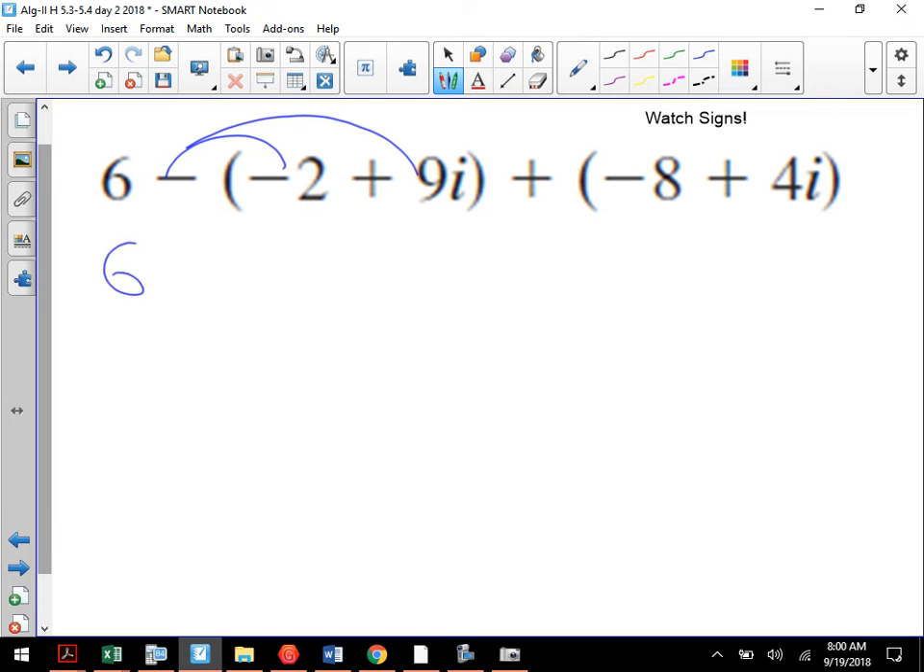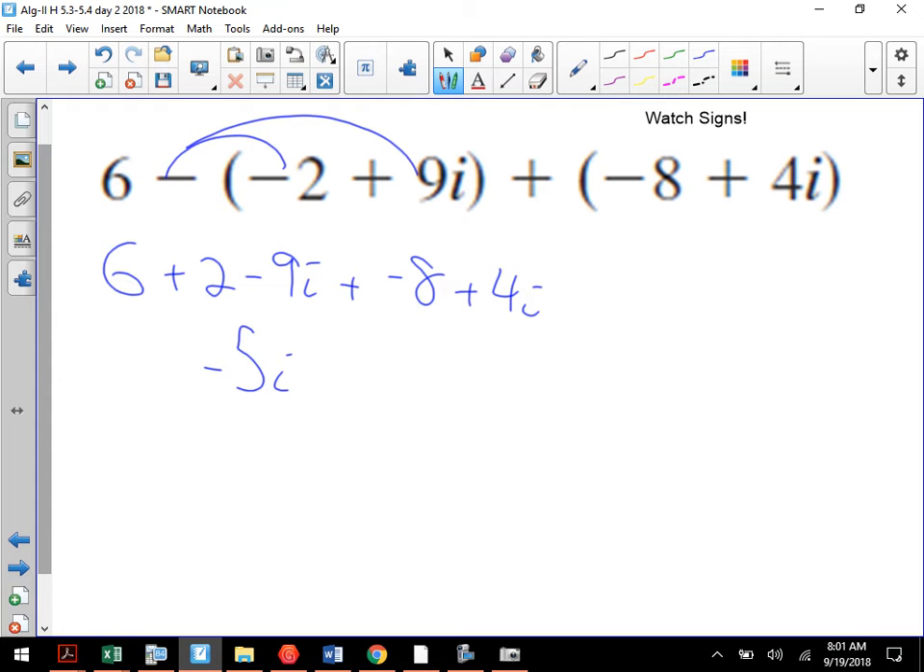Distribute here, so we have 6 plus 2 minus 9i plus negative 8 plus 4i. When you combine these things, you always put the real numbers first. So 8 minus 8 is 0. Negative 9 plus 4 is negative 5. So your answer here is just going to be negative 5i. When you have a 0 for the real number, you don't have to put it there. If you do, are you wrong? No. Doesn't matter. You just write it as minus 5i or negative 5i.